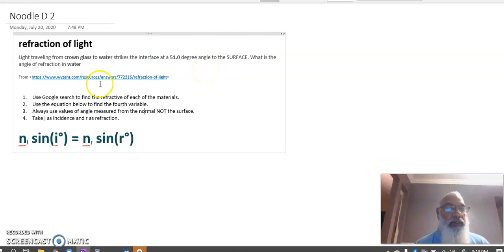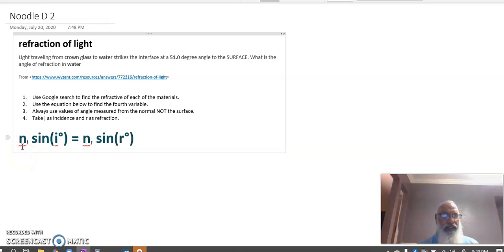The second thing is for both ground glass and water, find the refractive index. It should be listed on Google so you can find those values and use them in this equation. And I'm going to define this equation or explain this equation in just a moment. Let me see if there's anything else. No, so that's all. That's it. So let me go ahead and explain this equation to you.